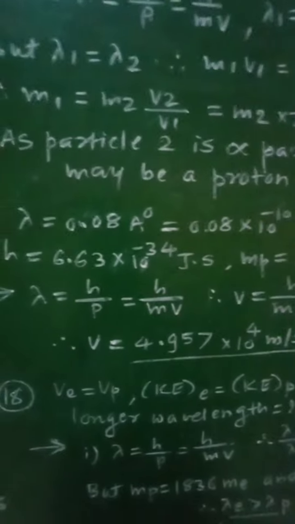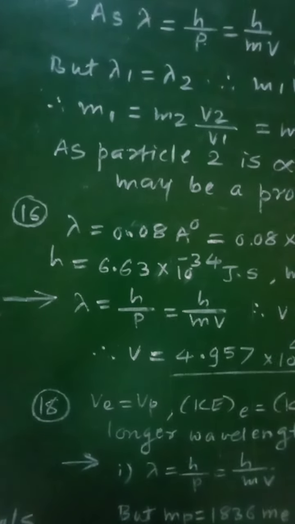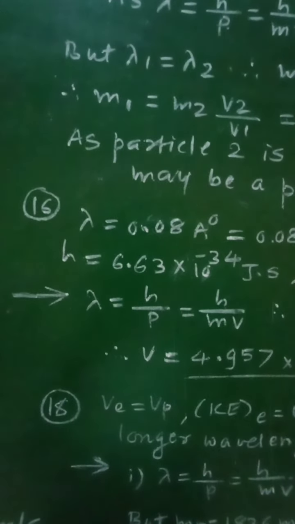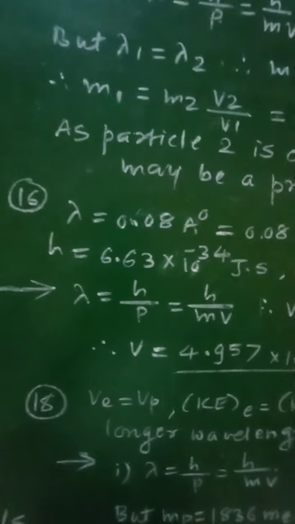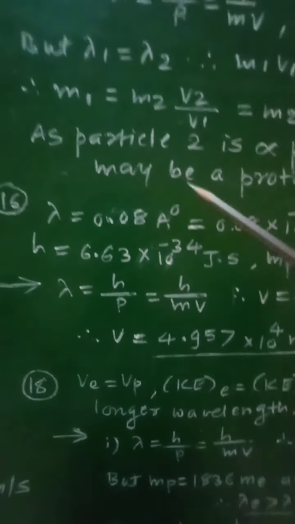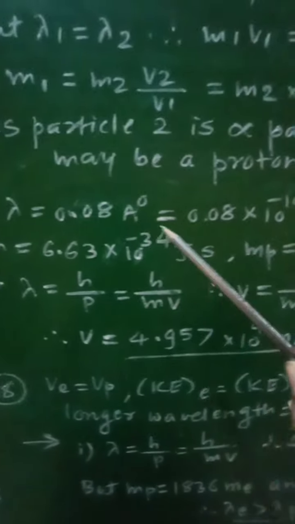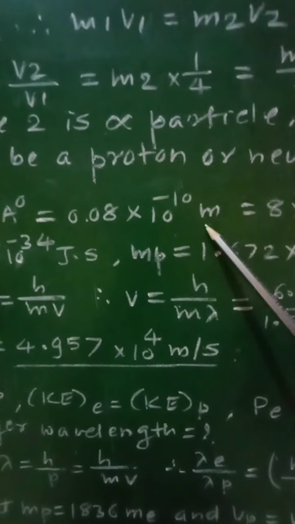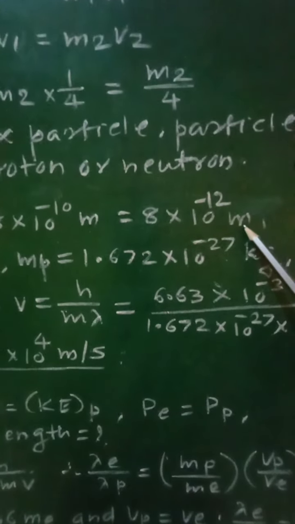Now let us see the next numerical, numerical number 16, which is given as: what is the speed of a proton having de Broglie wavelength of 0.08 angstrom unit. So lambda for proton is given, lambda is equal to 0.08 angstrom unit, which will be written as 0.08 into 10 raised to minus 10 meter, which comes out to be 8 into 10 raised to minus 12 meter.